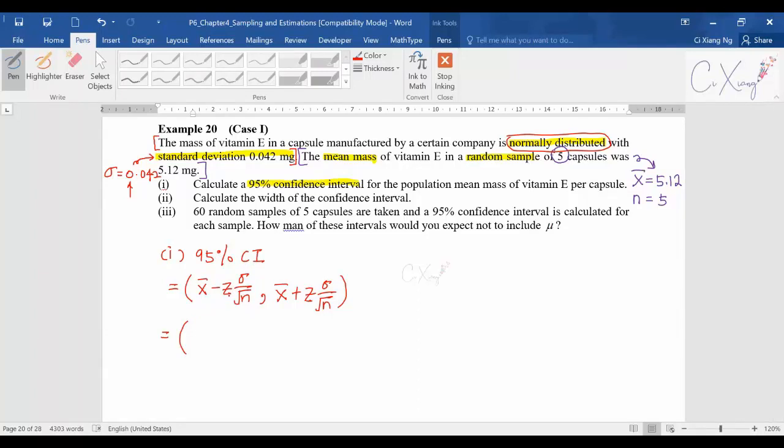Okay, so to save time here, I will not discuss again how to get the value of Z and so on. I'll straight away apply the value. So for 95%, the value of Z is 1.96. So I substitute all the values. 5.12 minus 1.96, sigma is 0.042 divided by square root n, which is square root 5. So the same thing happens here, 5.12 plus 1.96.